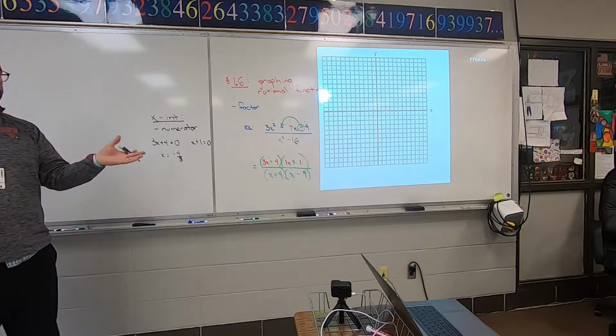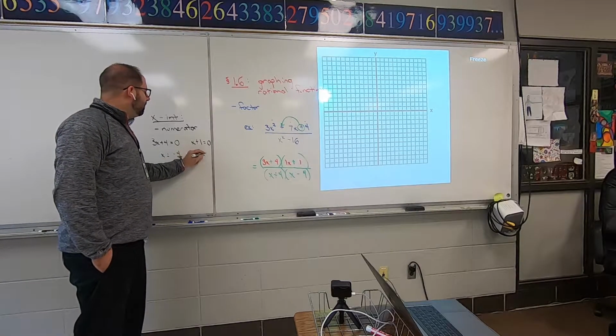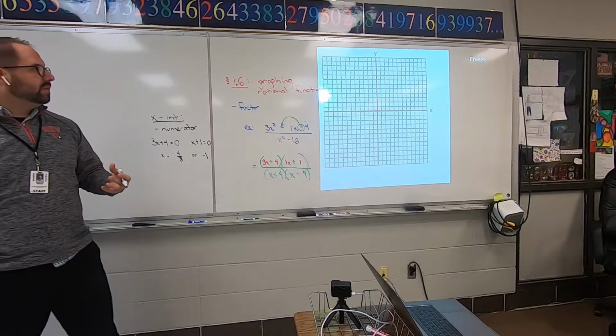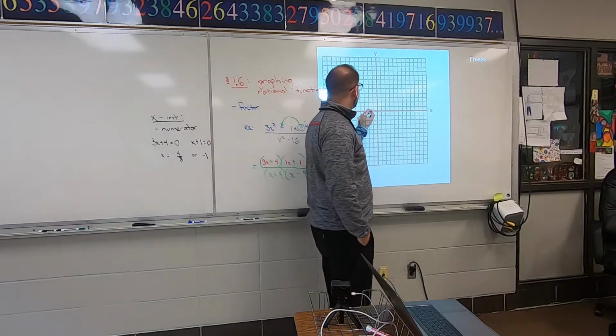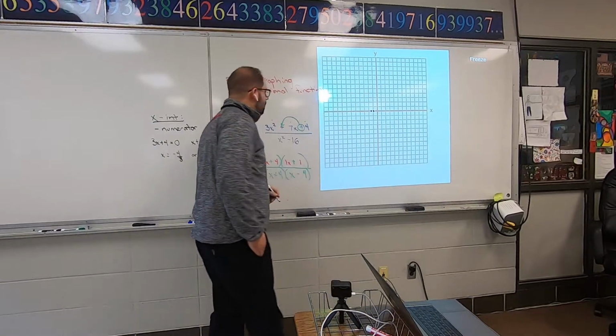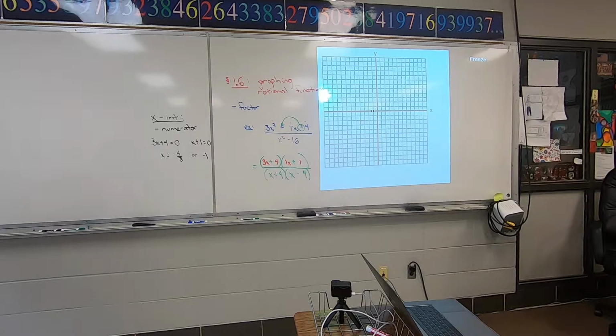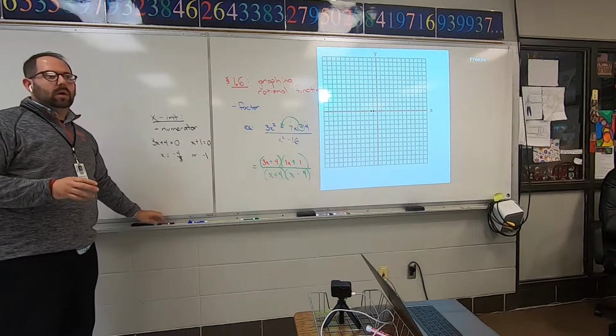Subtract the 4, divided by 3. And the other one would be just negative 1. These are my X-intercepts. Why is x plus 1 equal to 0 negative 1? And then the bottom would be your vertical asymptotes. So that's the 2 parts. That's why we factor in the beginning.